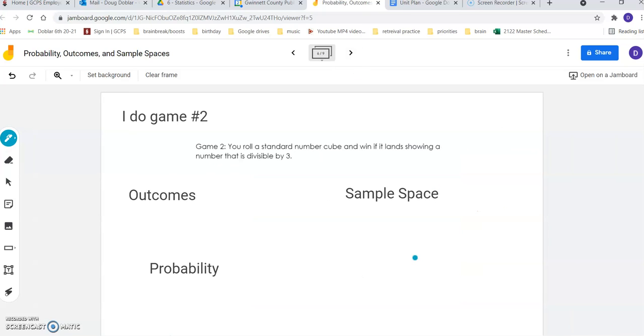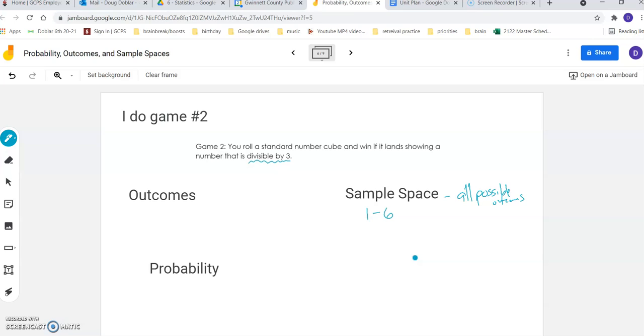Let me do game number 2. In this one, you win if it is a number divisible by 3. Let's review these words again and get those under control. First, I can start with sample space. Remember, the sample space is all the possibilities, all the possible outcomes. In this case, you can roll any number between 1 and 6 on the die. So I'll just say 1 through 6. That's your sample space. That's all the things that could happen.